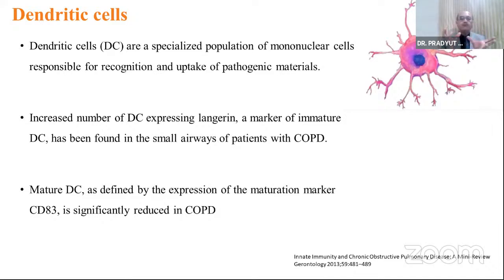They are a specialized population of mononuclear cells, and their job, as we have seen earlier, is to recognize and take up the pathogenic material coming into the lung. Now in COPD, the immature dendritic cells are found to be very large in number in the small airway areas of COPD. These immature dendritic cells produce a marker called langerin. So this langerin is increased in COPD patients, suggesting the presence of more immature dendritic cells in their lung rather than mature dendritic cells.